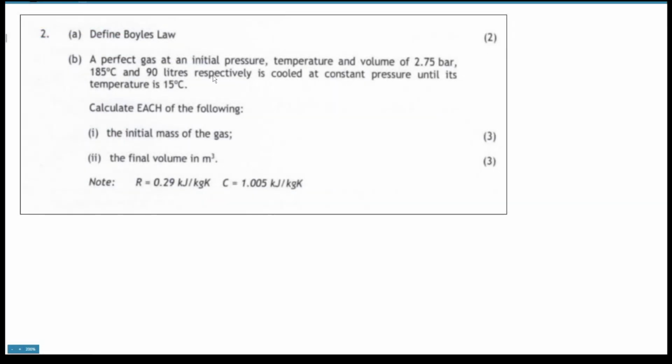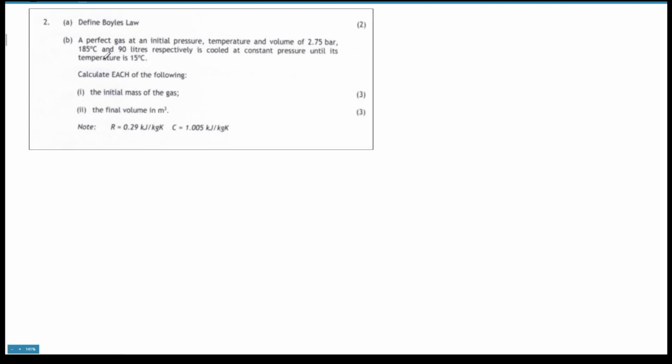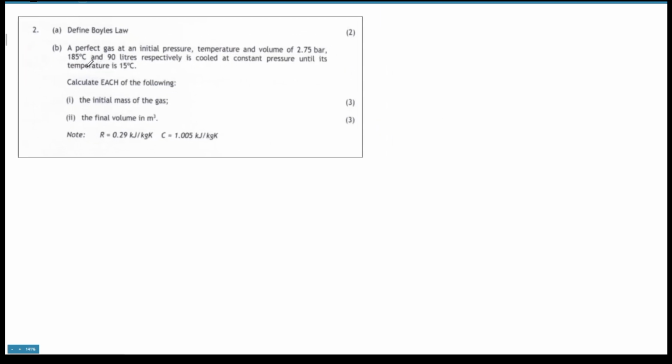Okay. Question number 2 says define Boyle's law. Now we always have to define Boyle's law or Charles's law. Charles is a guy who did a lot of traveling in hot air balloons, so I can remember his formula. Because in order to calculate these and define Boyle's law and Charles's law, we're always using the same kind of formula.